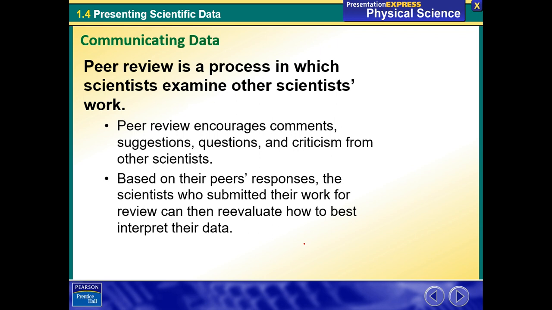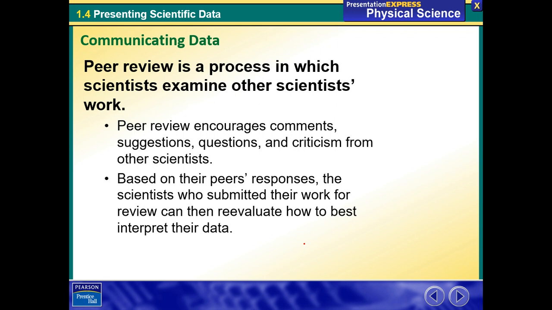Now we're going to talk about peer review. What is peer review? Well, peer review is a process in which scientists examine other scientists' work. You have probably done peer review anytime you look at someone else's work. For example, in English, sometimes you'll be asked to read someone else's paper. When you proofread that and you give them suggestions back, you ask questions about their work, you give constructive criticism, or you give comments back on their work and how well they're doing, this is called peer review.